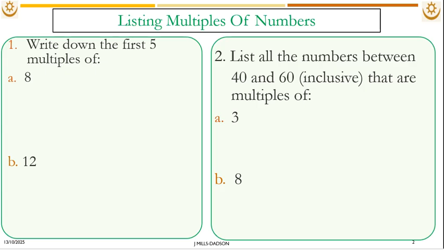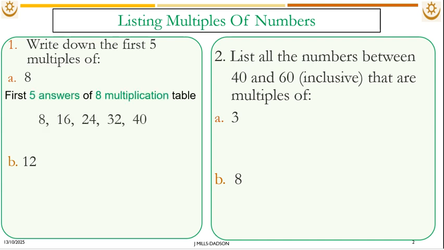For example, the first one says write down the first 5 multiples of 8. So it means the 8 times table, the first 5 answers are what you write. So these are 8, 16, 24, 32 and 40. You don't go beyond 40 because you're looking for the first 5 multiples.